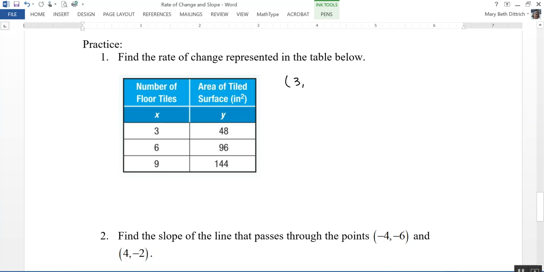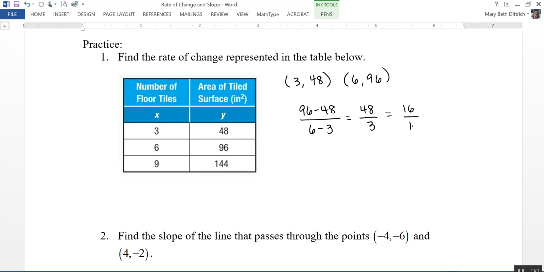I can represent this first row as 3, 48, and I'll just pick the second one, 6, 96. I'm going to do my change in y, which is 96 minus 48, over my change in x, which is 6 minus 3. That gives me 48 over 3, which is the same as 16 over 1. So what does that mean? This means that my rate of change is a positive 16, which means that for every floor tile that I add to the floor, it adds 16 square inches of tiled surface.